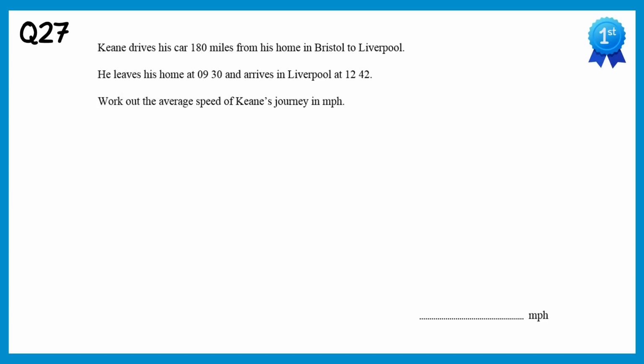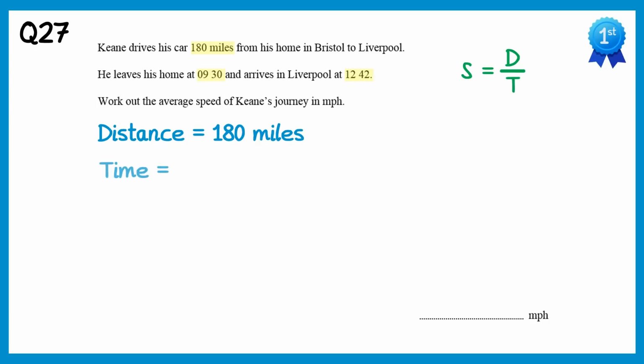For this question, we need to work out average speed, so we'll use the formula speed equals distance divided by time. The distance is 180 miles, we're told that in the question. The time is a little bit harder though. We can see that Keane leaves at 9:30 and arrives at 12:42. The difference between these gives us the time, which is 3 hours and 12 minutes.